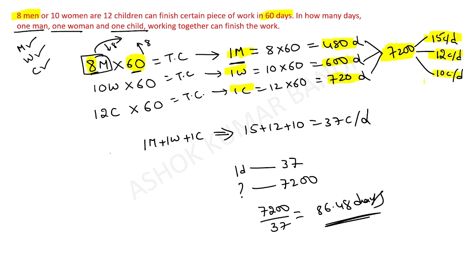In our case, all the three are working together. If all the three are working together, in one day they can finish 37 units. To complete the entire work, they need to finish 7,200 units. So how long are they going to take? Simply take the cross multiplication. You will get your answer.